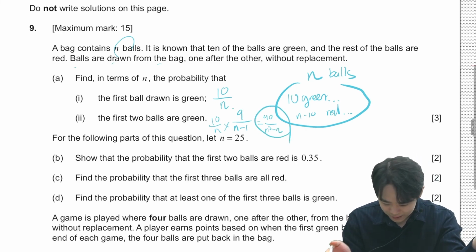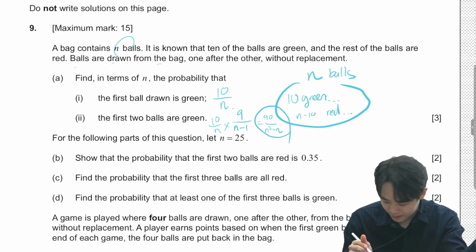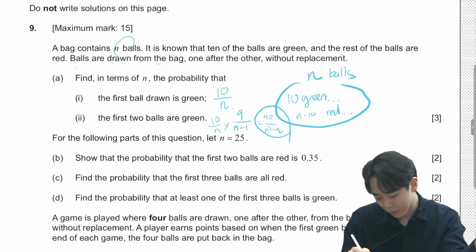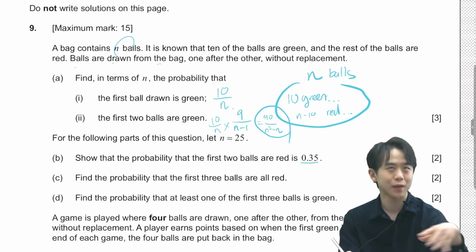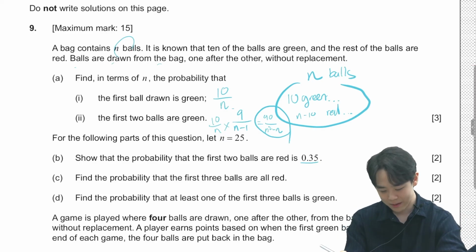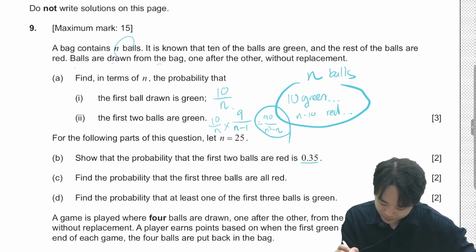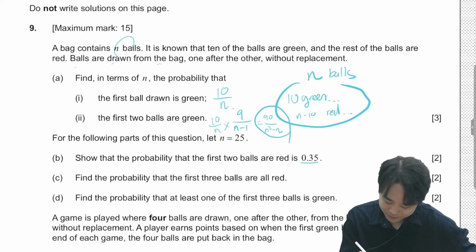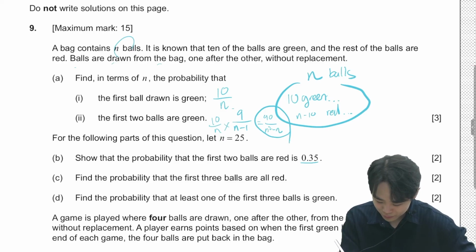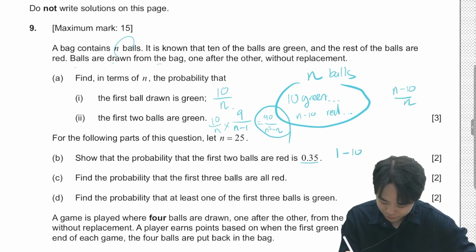Next, let's say n is 25. The probability that the first 2 balls are red is 0.35. Okay, so let's think about complementary events. We would basically have the first 2 green balls. So instead of going for green, we could go for red, then red. So we could do n minus 10 over n, or we could do 1 minus 10 over n.